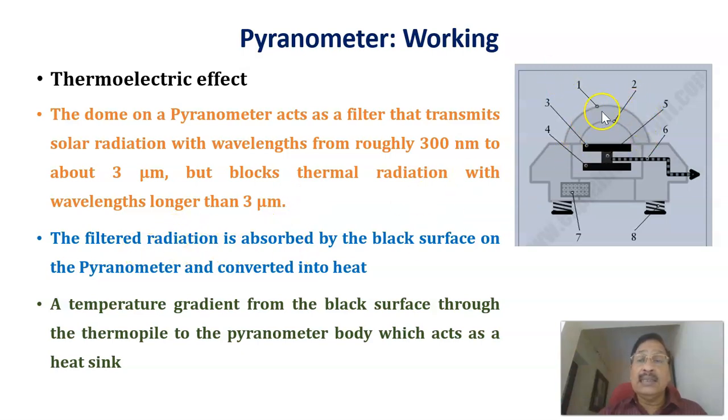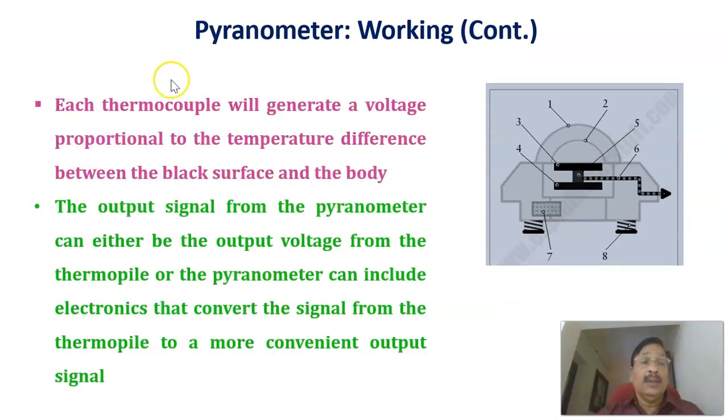And the filtered radiation is absorbed by this black surface on the pyranometer and converted into heat. A temperature rise happens once radiation falls on the black surface. And the temperature gradient flows from the black surface through the thermopile to the pyranometer body, which acts as a heat sink. A temperature difference happens here, and that is measured using a thermocouple or a group or stack of thermocouples, that's a thermopile. Continuing the working of a pyranometer, each thermopile will generate a voltage proportional to the temperature difference between the black surface and the body.